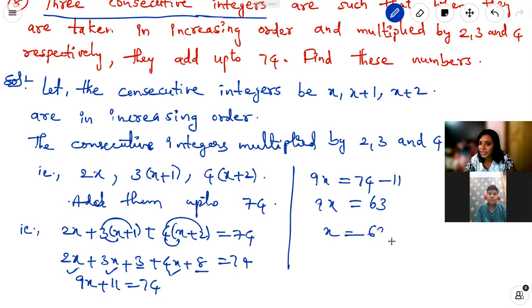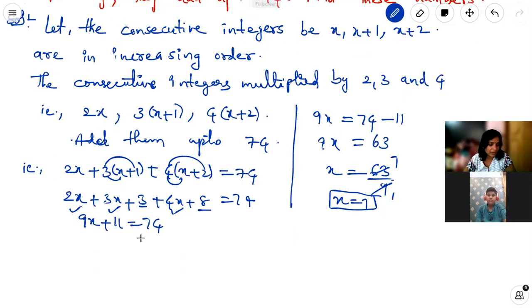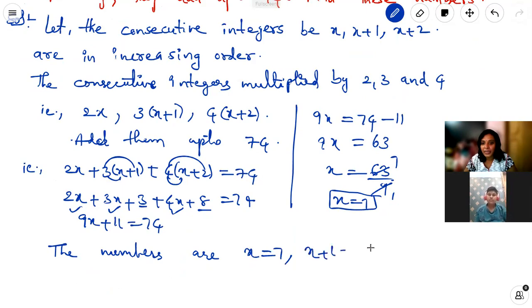So x equal to 63 by 9. 9 ones are 9, 9 sevens are 63. So x equal to 7. So what are the numbers here? The numbers are what they are asking. Find these numbers. The numbers are x equal to 7, x plus 1 equal to 8, x plus 2 equal to 9.